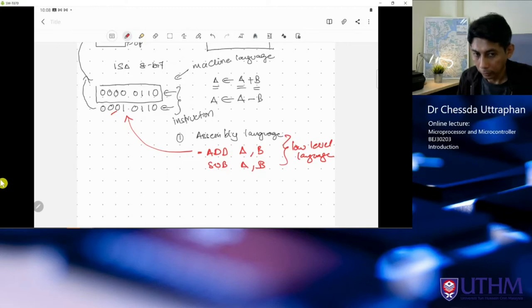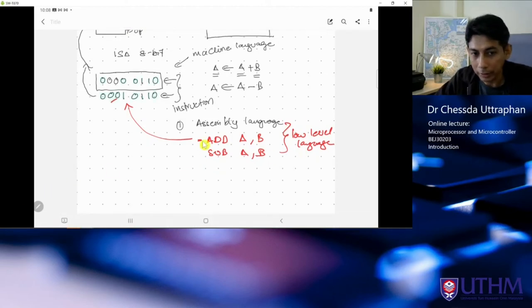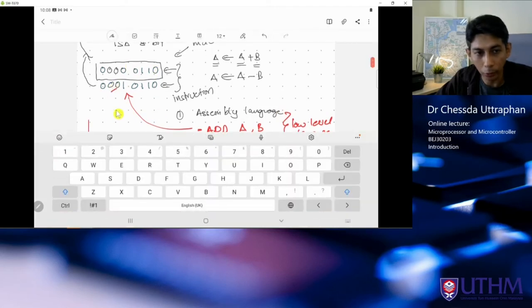All right, so we will use a software, a program in our computer to translate this language, assembly language or low-level language, to the machine code. All right, why is this called a low-level language? Because this is actually near to the hardware, directly converted to the hardware.